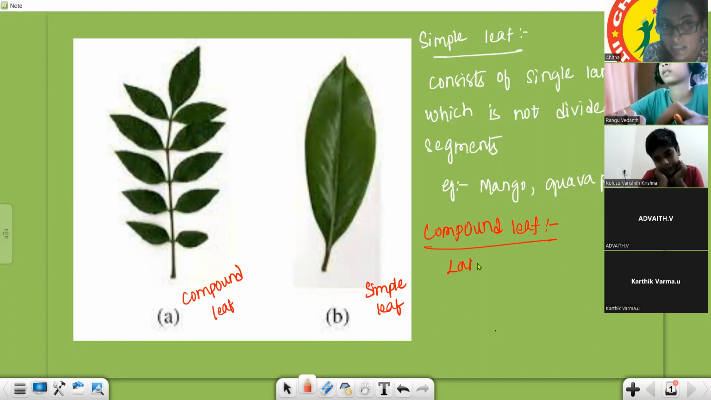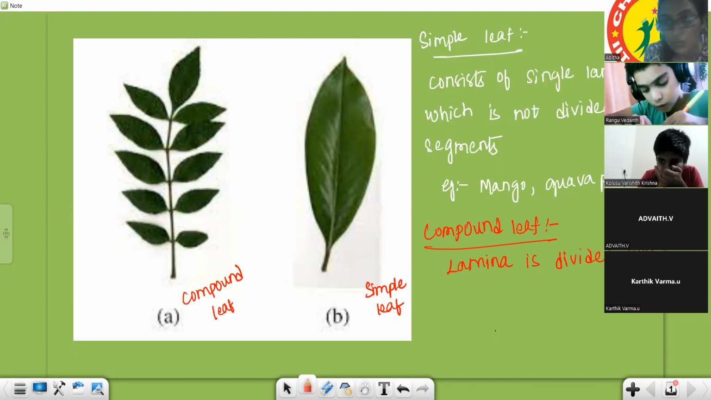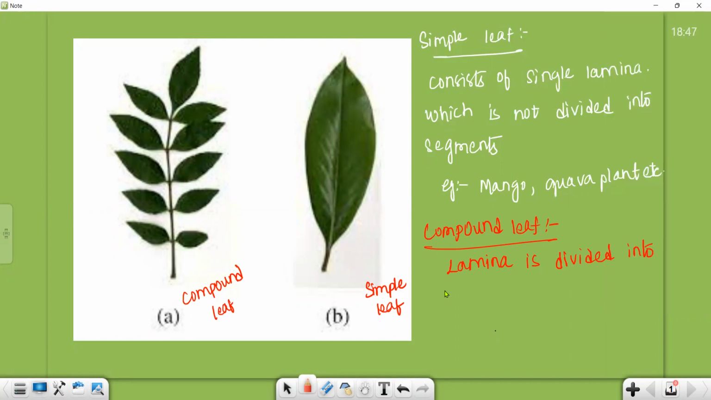Okay, coming to the complex or compound leaf, in which the lamina is divided. So the lamina is divided into many small segments, which are called leaflets. Understand? Yes, ma'am.